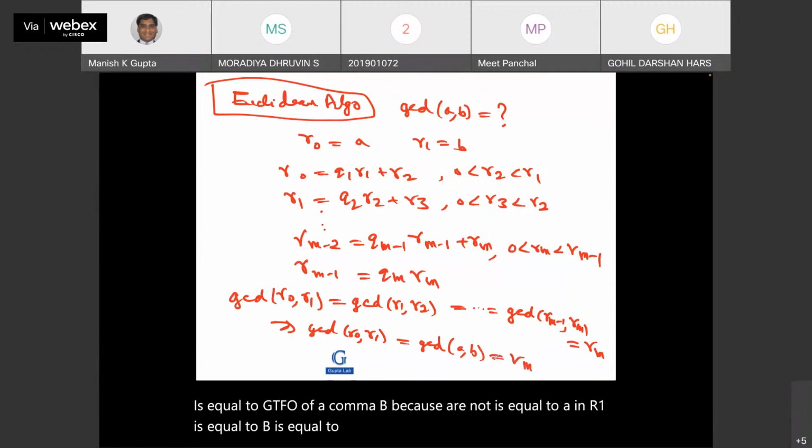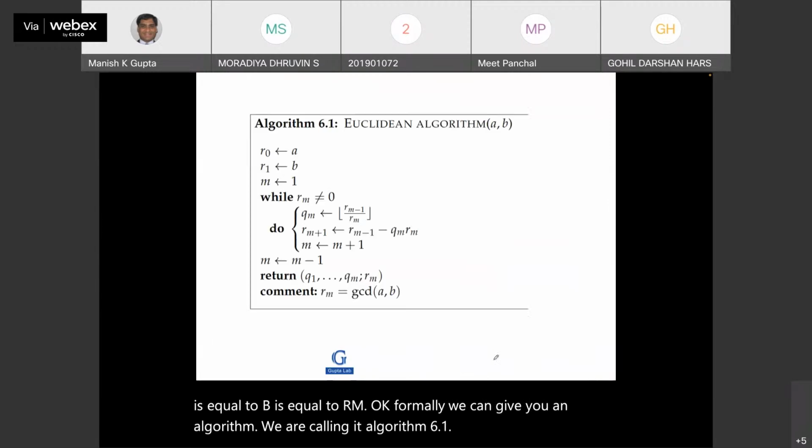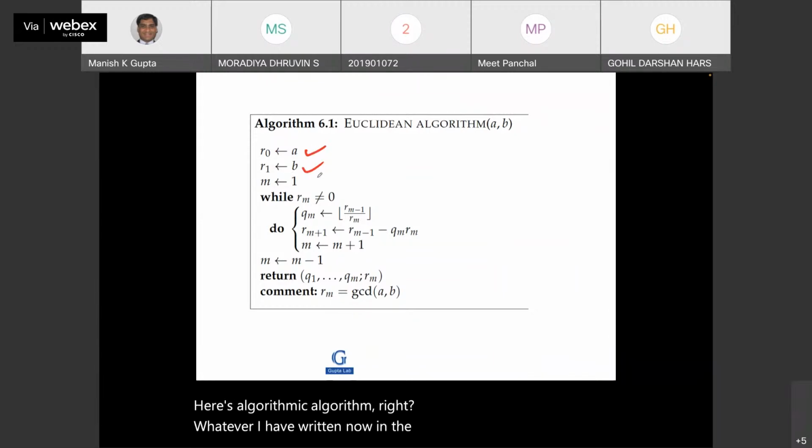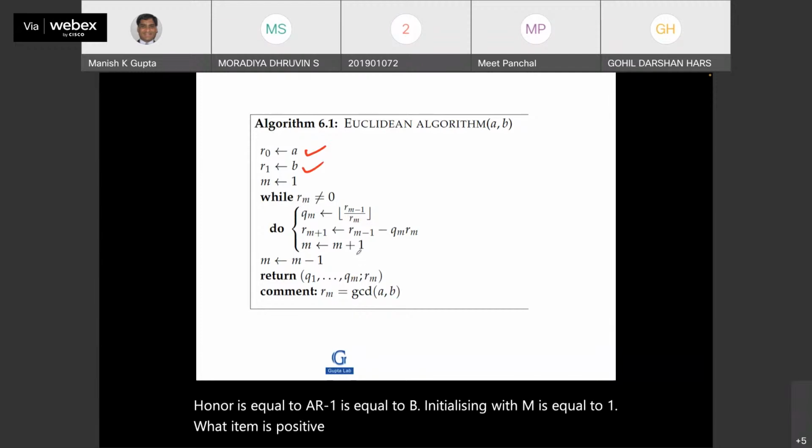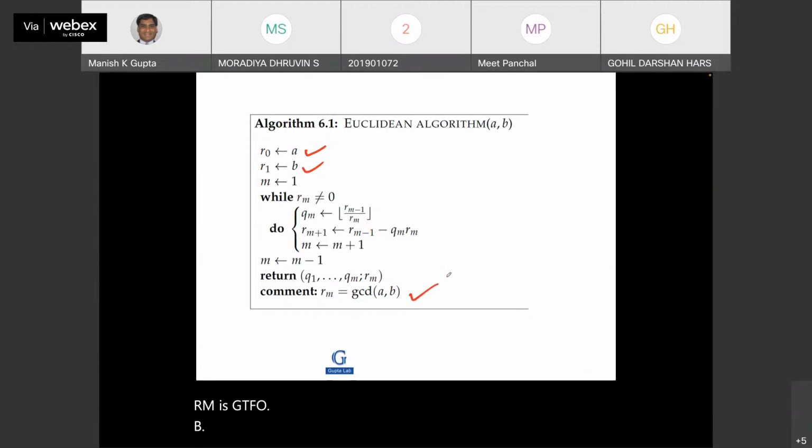Formally we can give you an algorithm. We are calling it algorithm 6.1. Here is the Euclidean algorithm, whatever I have written now in pseudo form: r0 is equal to a, r1 is equal to b, initializing with m equal to 1, while rm is positive we do these steps, and finally we return this value. rm is the GCD of a and b. This is the pseudo algorithm for this.